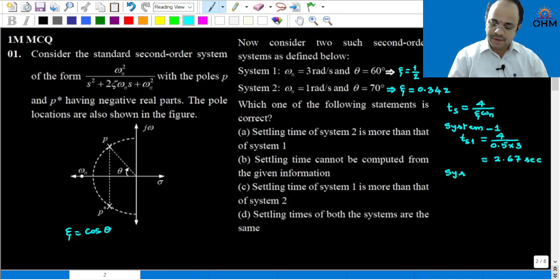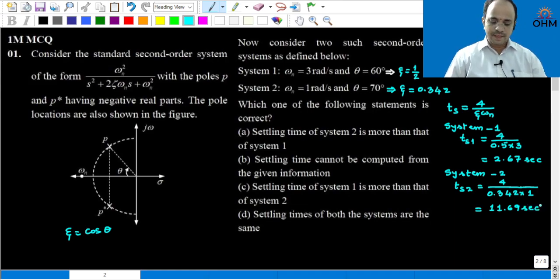In a similar way, when you calculate the settling time for system 2, again the same formula, 4 divided by zeta value 0.342 multiplied with omega n equal to 1. This value is 11.69 second. Therefore, by seeing these two numericals, we can conclude that the settling time of system 2 is more than that of system 1. So, this is the answer.